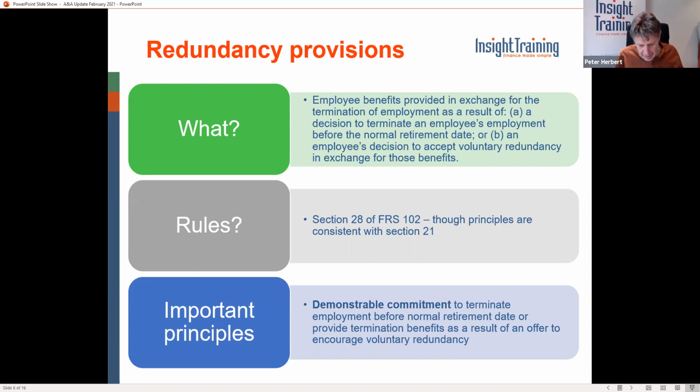Linking back into the previous slide, the key thing here is you're going to have a demonstrable commitment in order to be able to make a provision. That's that pre-year-end obligating event I talked about a few minutes ago, and there will need to be a detailed plan publicly announced and no realistic possibility of the entity withdrawing. And that would need to be in place by the year end in order for that redundancy provision to be recorded.